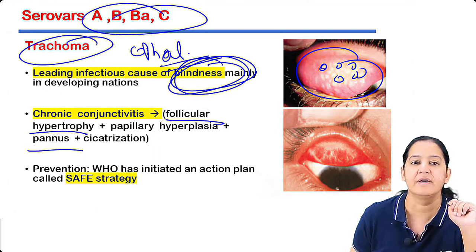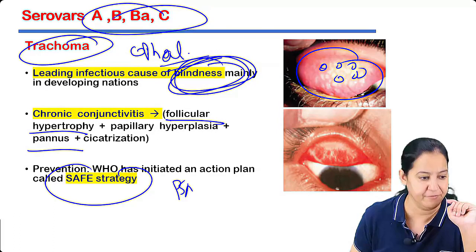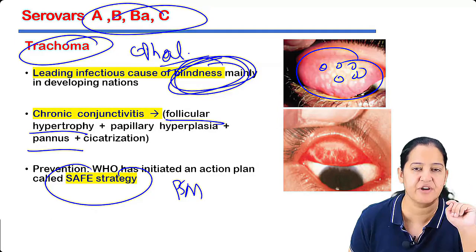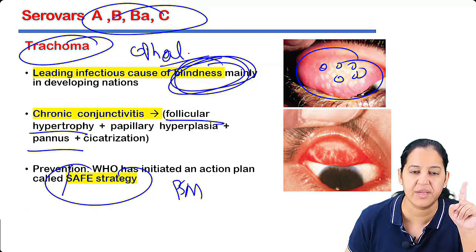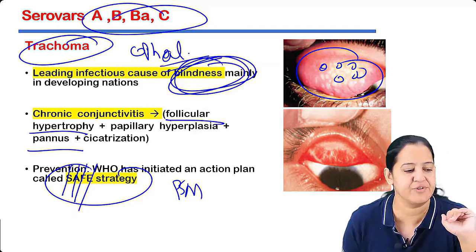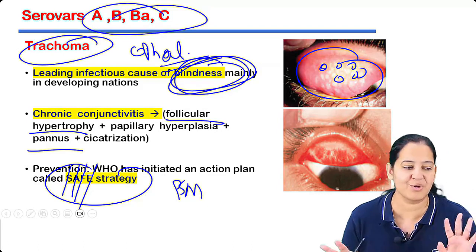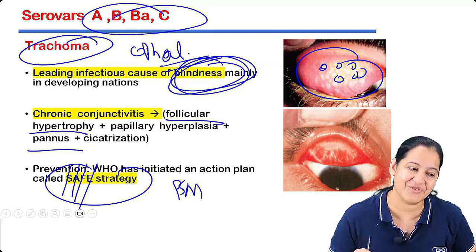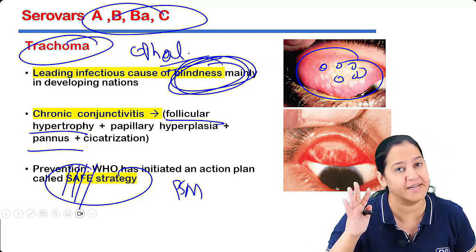Pannus is there. Have you read the SAFE strategy in PSM? What is the SAFE strategy? S is surgery, A is antibiotic, F is facial hygiene, and E is environmental hygiene. So that is the SAFE strategy. I guess you have read it. Trachoma is not a topic in microbiology; it is a topic in ophthal and in PSM.